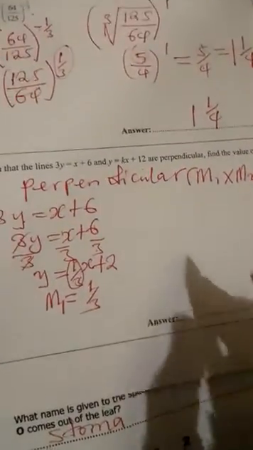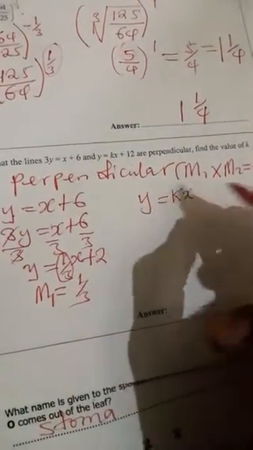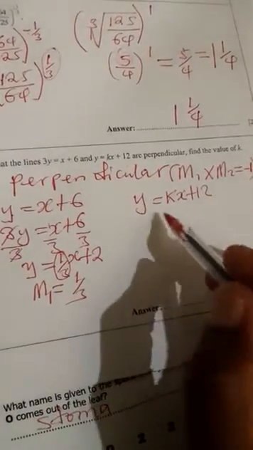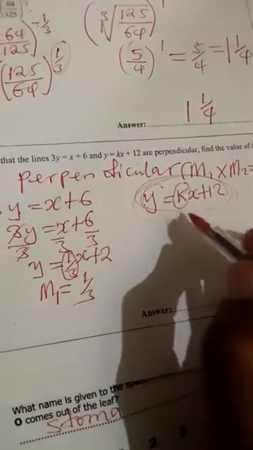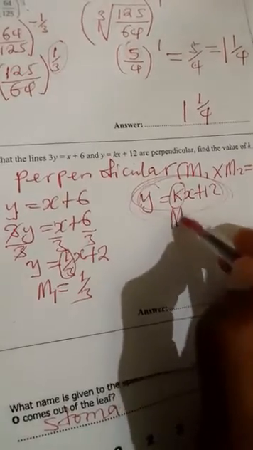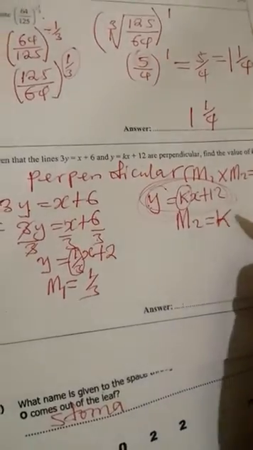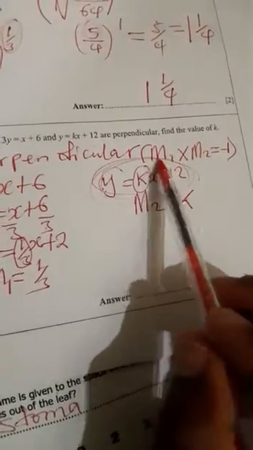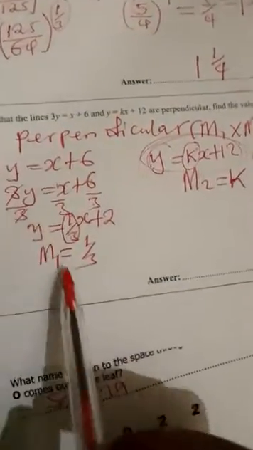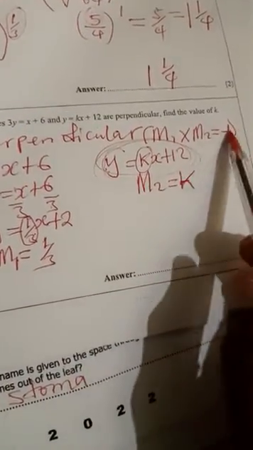Then you get the other function, kx plus 12. Remember that this is already having y as the subject of the formula, meaning to say the gradient is that one. So you say gradient 2 is equal to k. Remember that perpendicular entails that when you multiply these two gradients, the answer must be -1. So you get your m1 and get your m2, multiply them and equate them to -1.